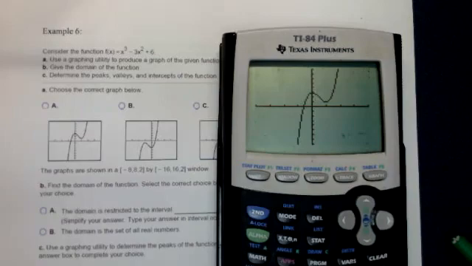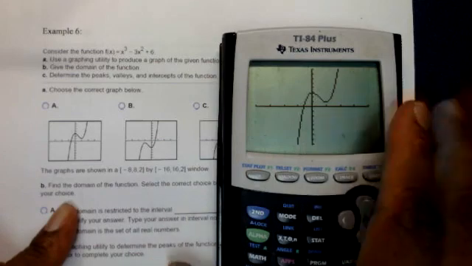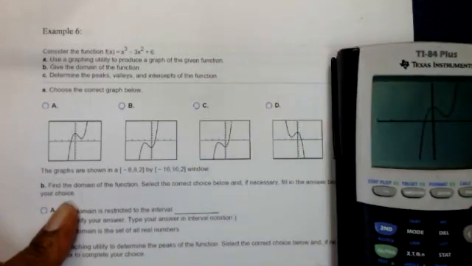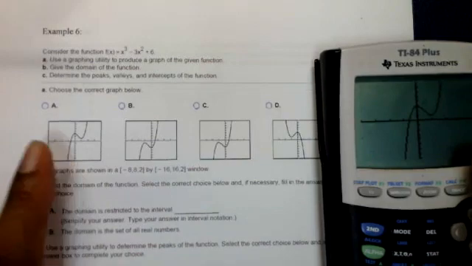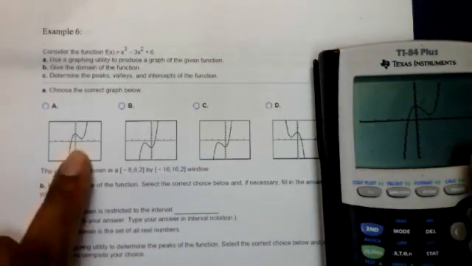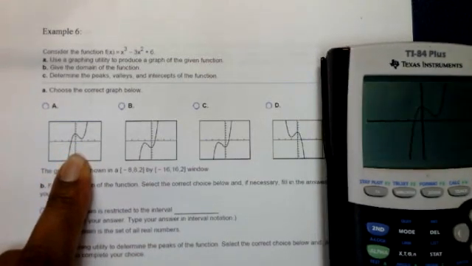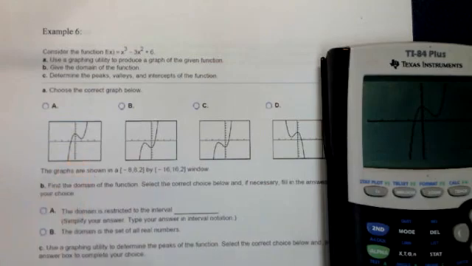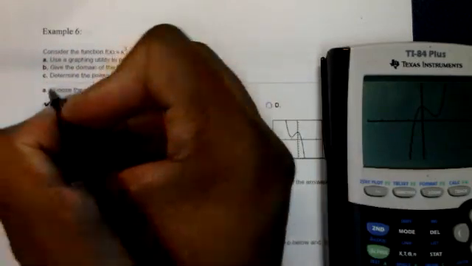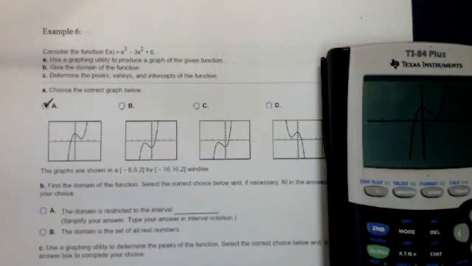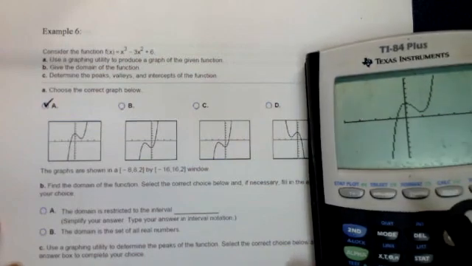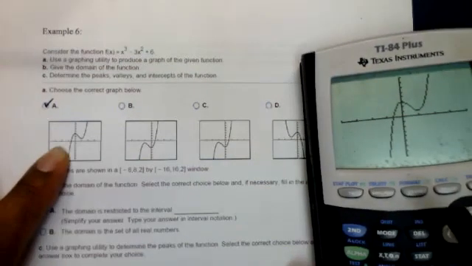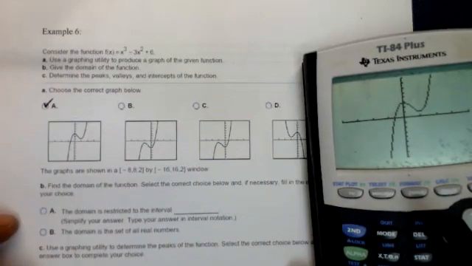And you want to pick the one that best fits the one that you got on the calculator. And by looking at it, I'm going to say this first answer choice would be the correct answer. So in this case, I'm selecting answer A, in case you want to pick the graph that best fits or looks like the one that you got on the calculator.